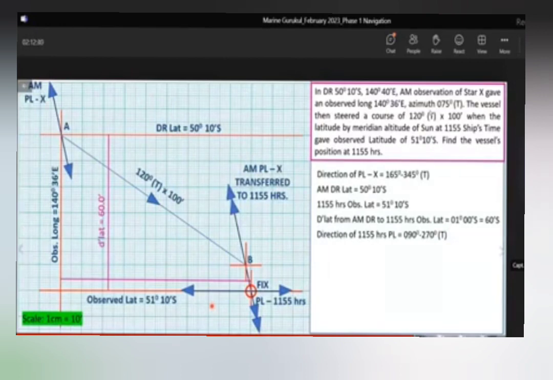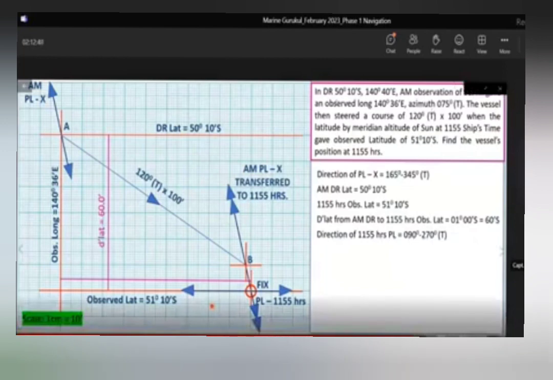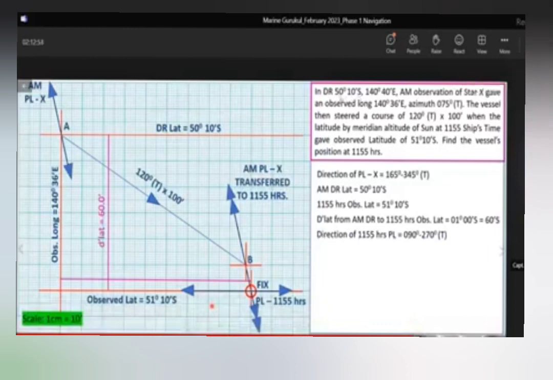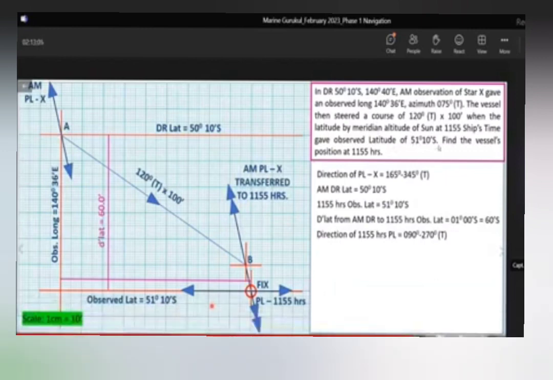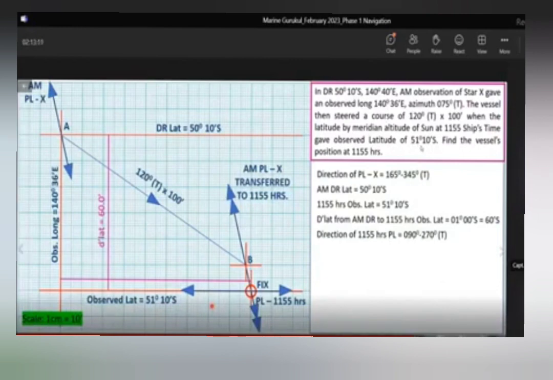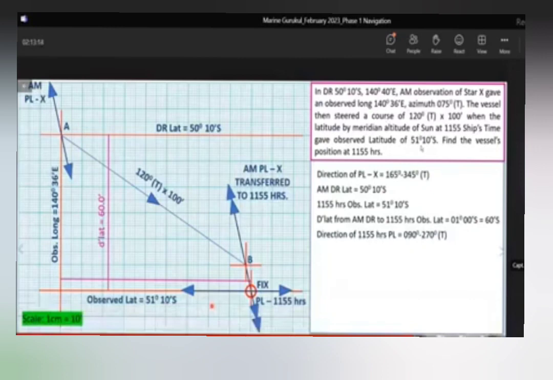Sir, how did the DLAT from DR to 11:55 observed lat come to 1 degree south? Okay, beta. The morning DR was 50 degrees 10 minutes south. That was the morning latitude, 50 10 south, right? Right sir. And our observed lat is 51 degrees 10 minutes south. Yes sir. So beta, we get 1 degree. Okay, right, 1 degree south. Yes, that's right. So that's where we have taken the observed lat 1 degree south. That's right, beta.